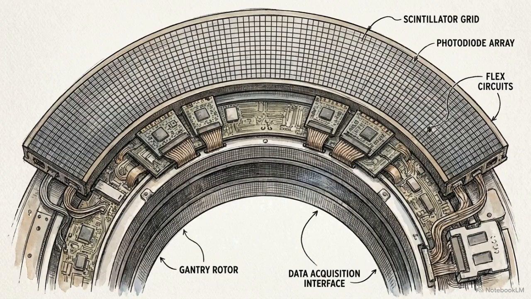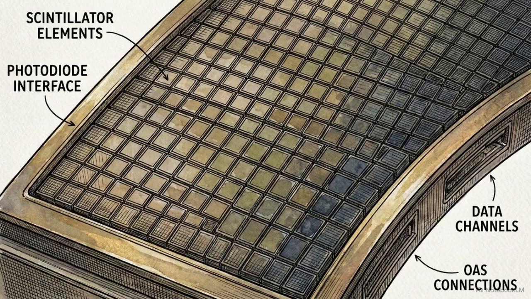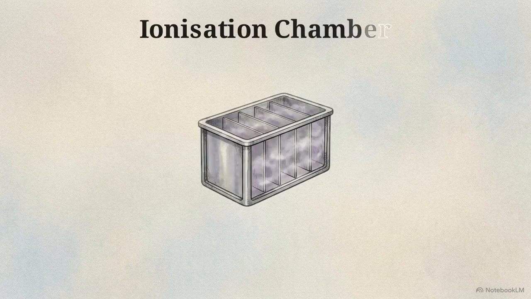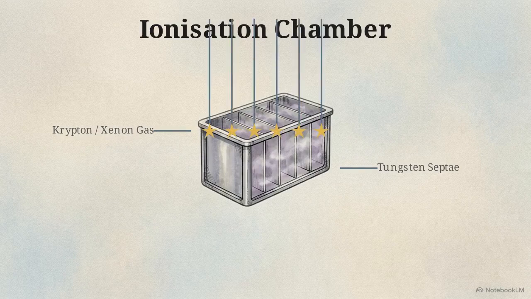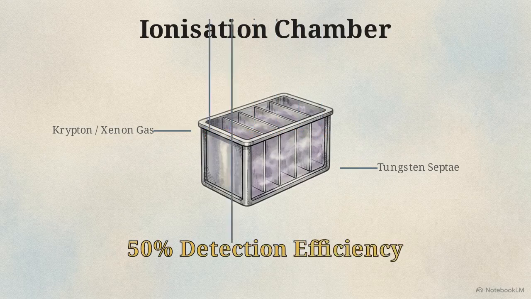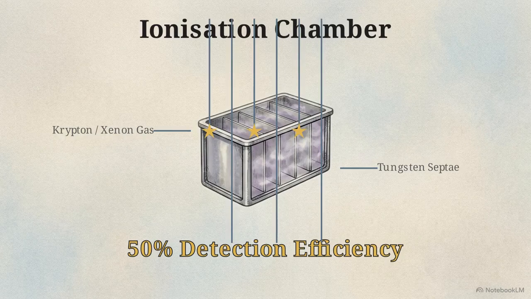Once the beam passes through the patient, it strikes the multi-slice detector array. Modern scanners utilize immense grids for this task, typically housing 8 to 64 rows, with 1,000 to 2,000 individual detectors tightly packed into each row. Early CT systems relied on designs like the one shown in the schematic, an ionization chamber detector. This was a single vessel filled with krypton or xenon gas, partitioned by thin tungsten septae. When X-rays entered the chamber, they ionized the gas to produce a signal. But this design had a critical flaw: a detection efficiency of roughly 50%.